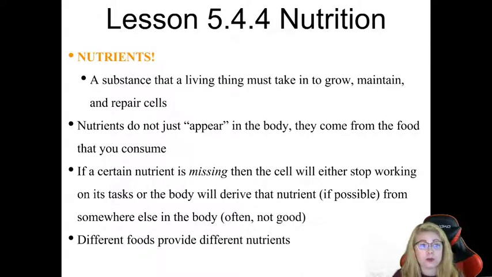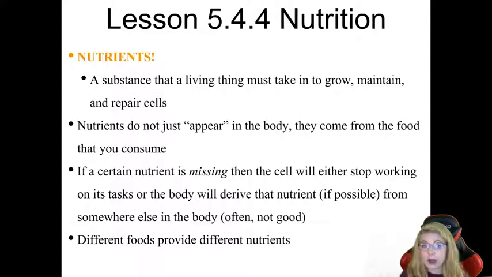Nutrients don't just appear in the body, they come from the food that we eat. We have to take many nutrients in. It's important to note that while certain nutrients can be made, or synthesized, in the body if you don't eat them, most nutrients we consider to be essential, meaning that we need to take them in from outside sources of food, or our body will not get them. Our body doesn't have an ability to make those things. And so if a certain nutrient is missing, the cell will either stop working or stop performing its task, so that part of the factory will shut down.